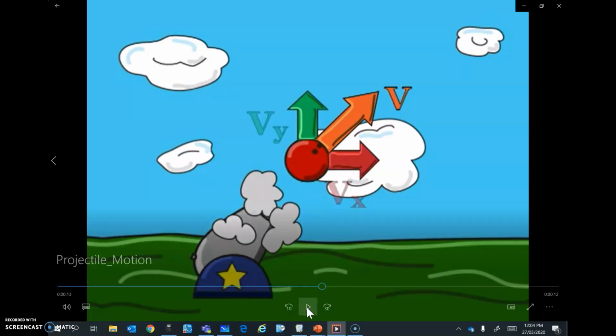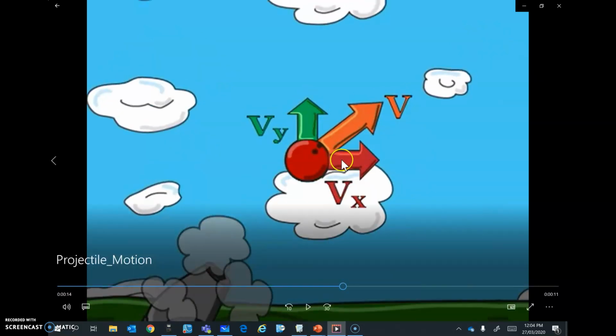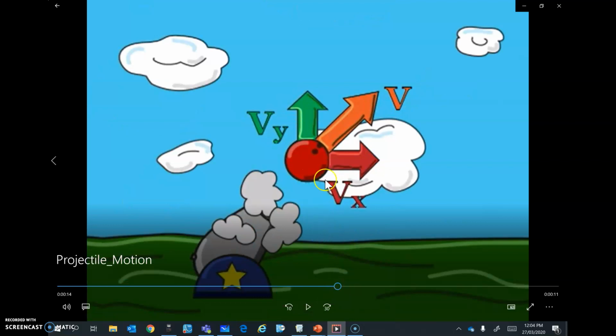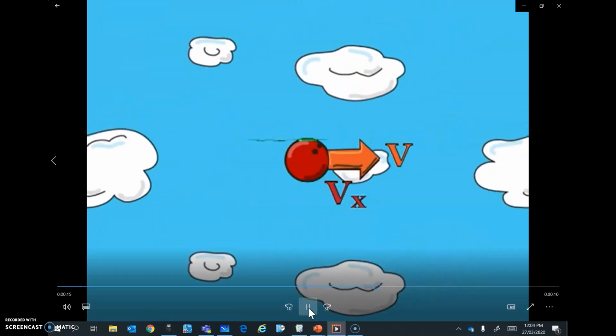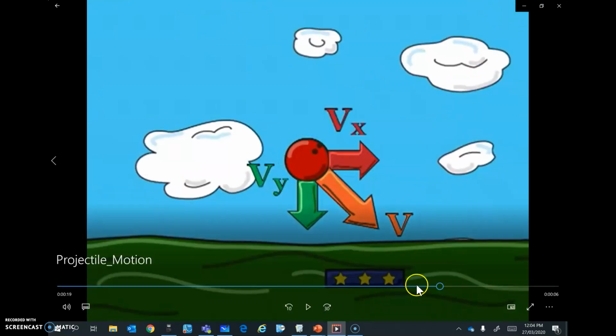Okay, I'll just go a little bit. So we see here we've got the horizontal velocity in the x direction and the vertical velocity in the y direction. Right, now what will happen is that this horizontal velocity is going to remain constant throughout the flight, but this vertical velocity will change. Let's watch. So the green arrow disappears and then reappears again as it accelerates towards Earth.